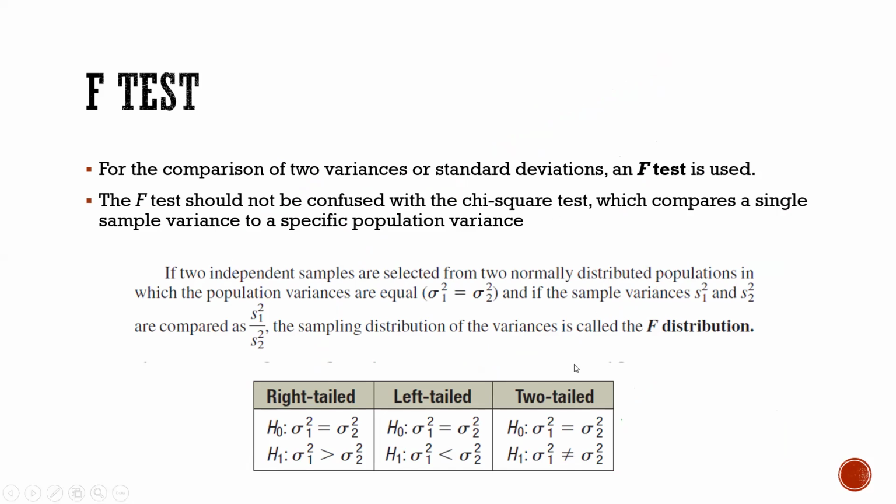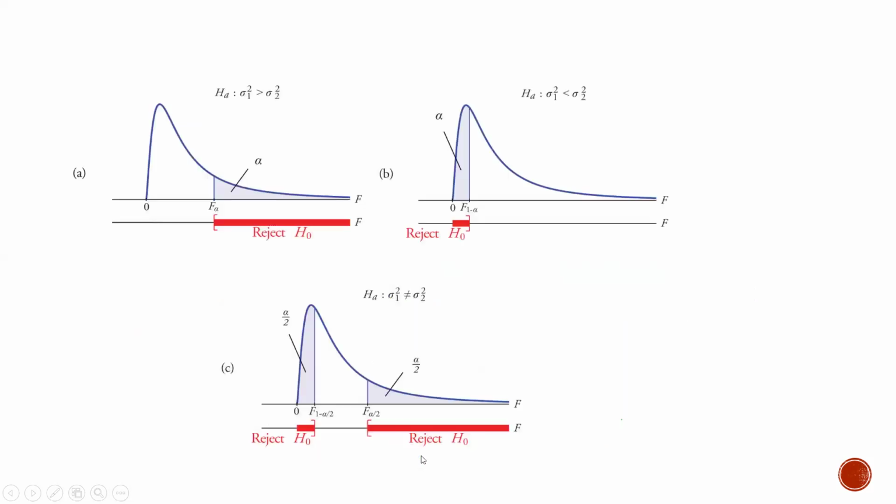So for comparing the variances in a two-tailed test, the null hypothesis will state that the variances are equal, there is no difference. While in the alternative hypothesis, you will say that the variances are not equal and there is some difference. In a right-tailed test, you will state in the alternative hypothesis that the variance of group 1 is more than the variance of group 2, while in a left-tailed test, you will say the variance of group 1 is less than the variance of group 2.